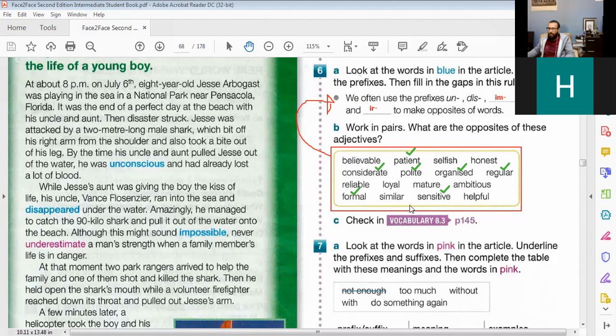What about honest? Unhonest. Not exactly. What about mature? I'm sure you know the opposite. Mature. I-M or I-N or U-N? U-N, I think. Not exactly. Similar? Some of them are actually quite difficult to guess, by the way. Yes. Unhelpful. Yes. Selfish. Unselfish? Correct. Yes, unselfish. True. Yes.